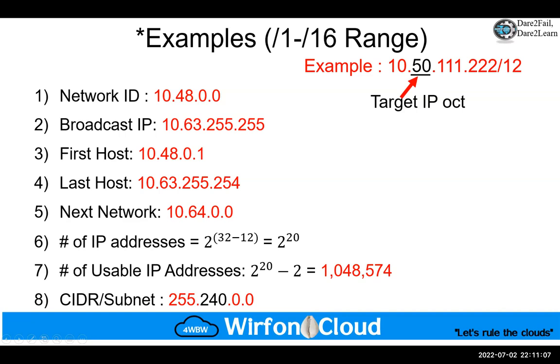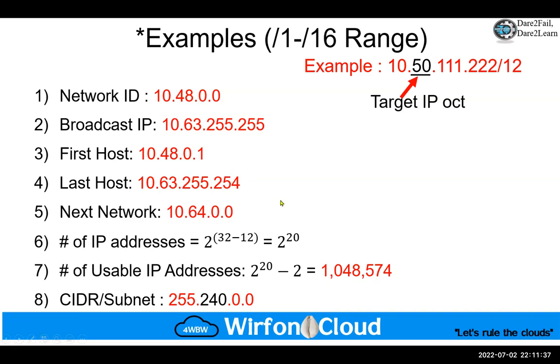So your target IP is 50. You want to do group size step increments and go past 50. If you do 0, 16, you can do that. Or you could multiply: 16 times 3 gives you 48, and 16 times 4 gives you 64. So you've already gone past the target IP of 50. So you're between 48 and 64, and that gives you your network ID.